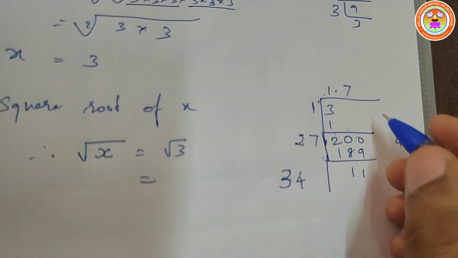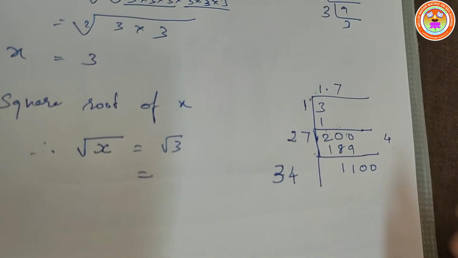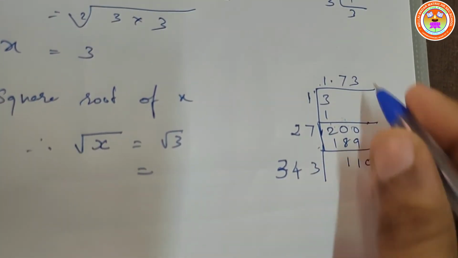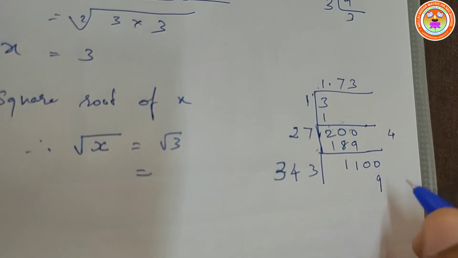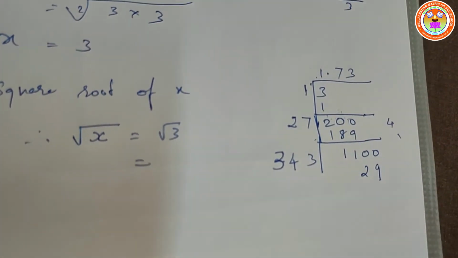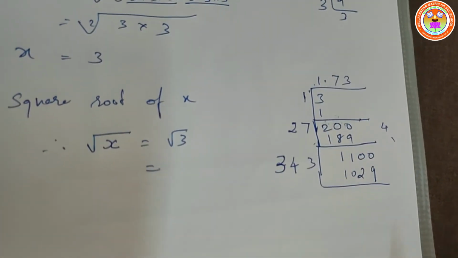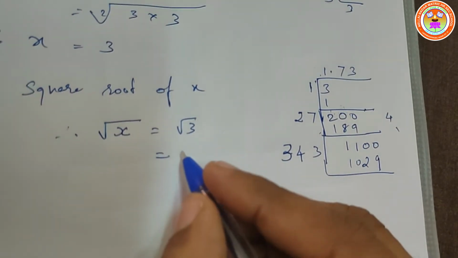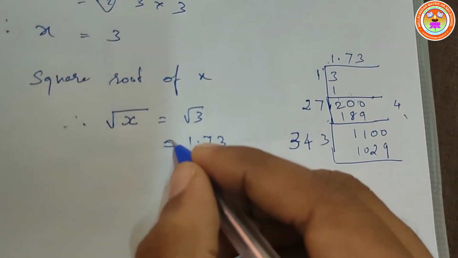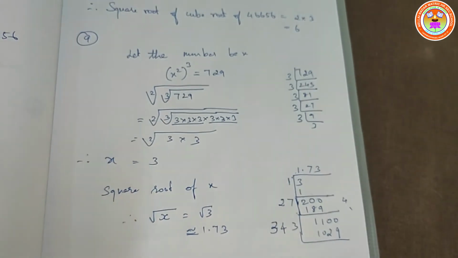Now add 2 more zeros, then 3 times 3 3s are 9, 3 4s are 12, remember 1, and 3 3s are 9, 9 plus 1 is 10. Again you subtract it, so it goes on. Therefore you will stop up to 1.73 approximately. It is equal to 1.73. This is the answer for the 9th sum. Copy down, children.